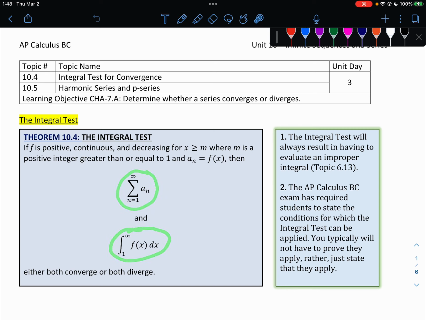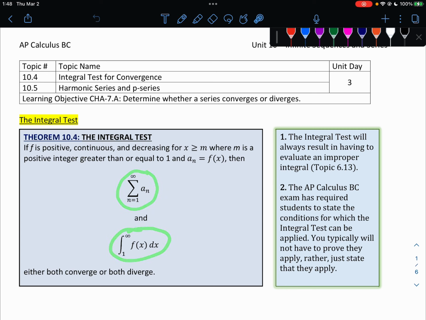One, you're going to always have to evaluate an improper integral, which we did back in chapter 6, topic 13. Also, on the exam, usually you have to state the conditions that the integral test can be applied, but not actually have to prove them, which is good news. So let's take a look at a couple of these.